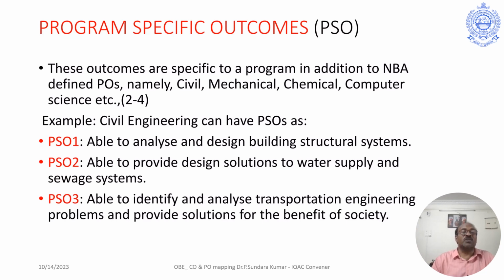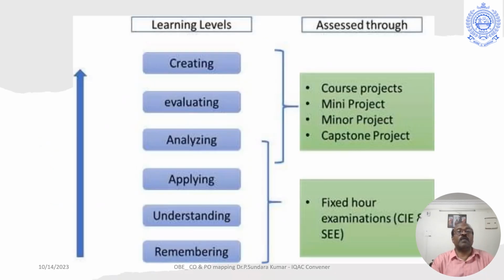So like this, you write three to four, the better, for mapping COs, POs, PSOs. These are very, very important, the crucial. Finally, the students should be able to analyze and design building structure in structural system. Like so on, all three are very important. Three or four should be developed.